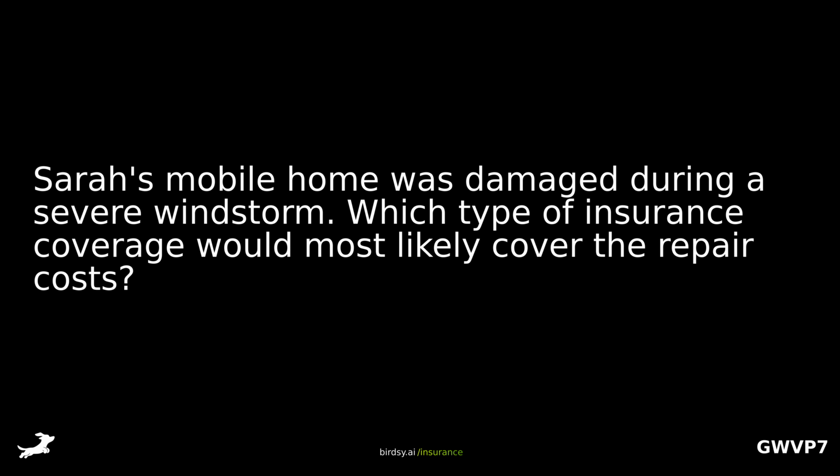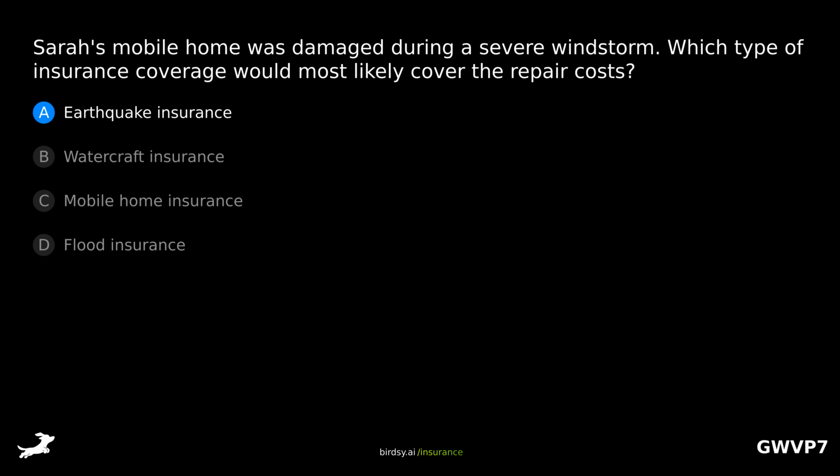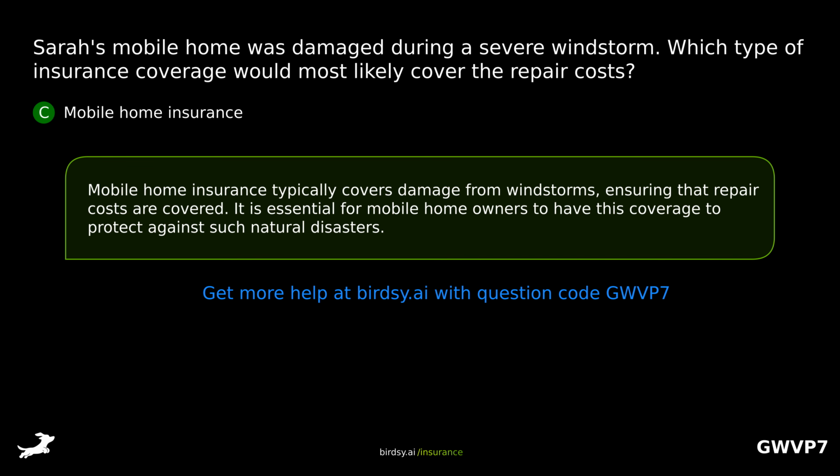Sarah's mobile home was damaged during a severe windstorm. Which type of insurance coverage would most likely cover the repair costs? Is it A, earthquake insurance, B, watercraft insurance, C, mobile home insurance, or D, flood insurance? The answer is C, mobile home insurance. Mobile home insurance typically covers damage from windstorms, ensuring that repair costs are covered. It is essential for mobile homeowners to have this coverage to protect against such natural disasters.